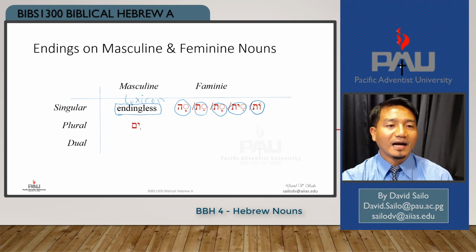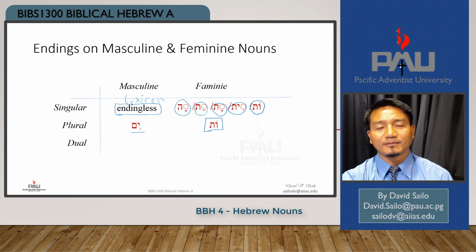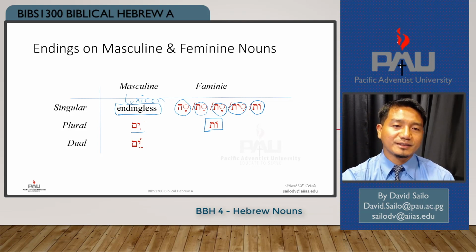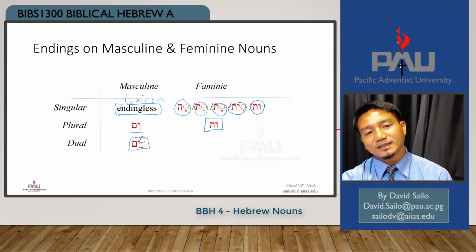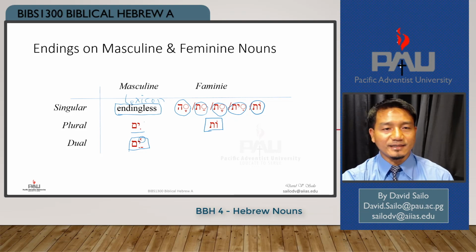How about plural masculine? You just need to add hirek, yod, and mem suffix, okay? And for the feminine plural, you just need to add holem, vav, and tau. How about dual? Well, you just need to add, and remember the accent sign here, okay? Usually it'll come with this accent sign.